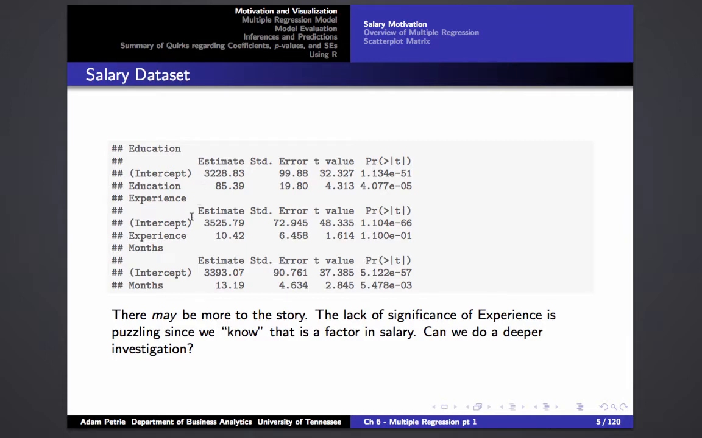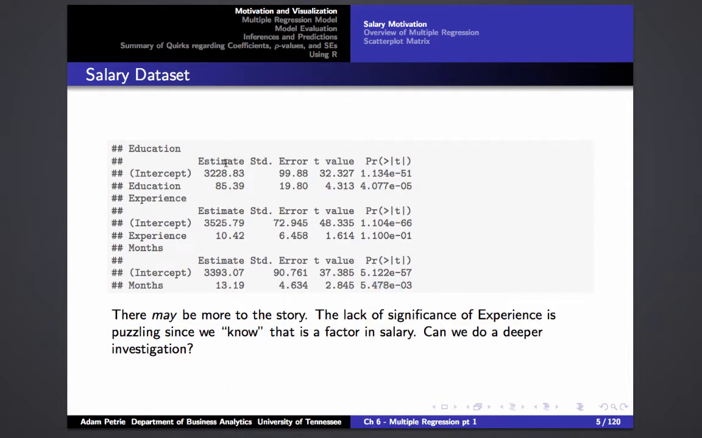One thing that we also saw was that experience did not have a statistically significant relationship with salary. The p-value is 11% here, bigger than 5%, so it doesn't look like salary can be predicted from experience any better than from just some random unrelated predictor. We also saw that months was a statistically significant predictor, since its p-value is 0.5%, less than 5%.